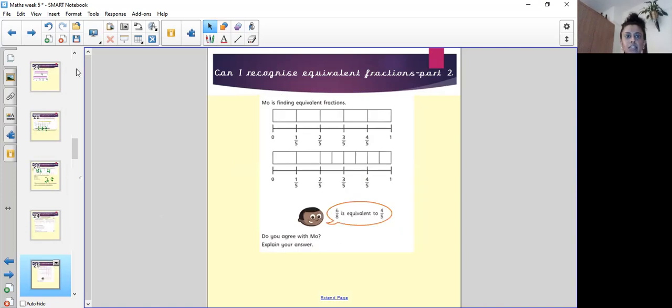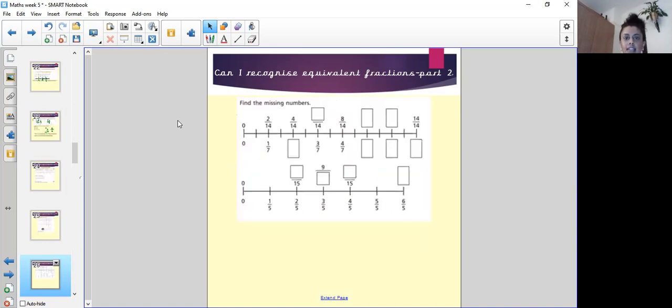Your next activity is Mo is finding equivalent fractions. So do you agree with what he's saying? Have a go, pause the screen. And your final question is find the missing numbers. So draw out the number line and see if you can find the pattern of the missing numbers.